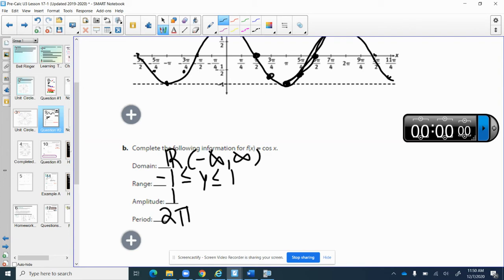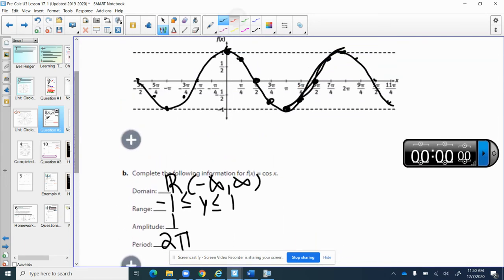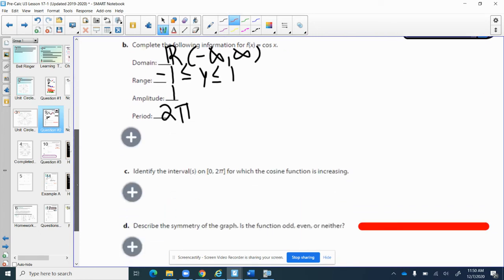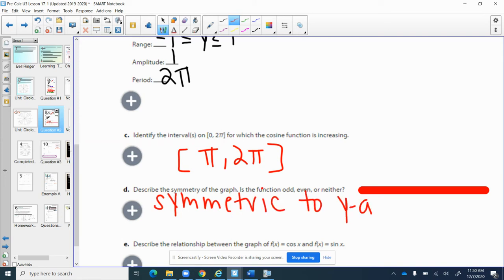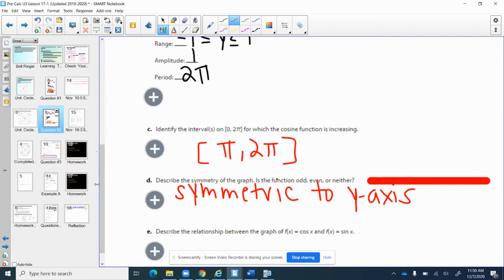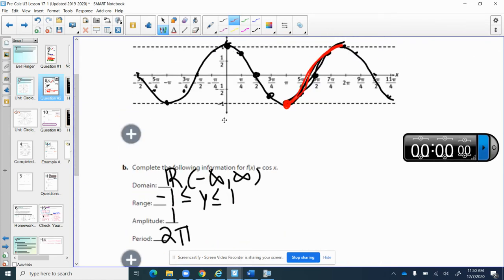Now, in this case, as we look from 0 to 2 pi, one interval on which it is increasing is from pi to 2 pi. It was decreasing from 0 to pi, but from pi to 2 pi, it is an increasing function, right? And the symmetric quality of our graph is going to occur about the y-axis this time. We can fold it over the y-axis and see the symmetry there, which means this is going to be an even function because of that. Again, that comes from being able to fold it over our y-axis here.